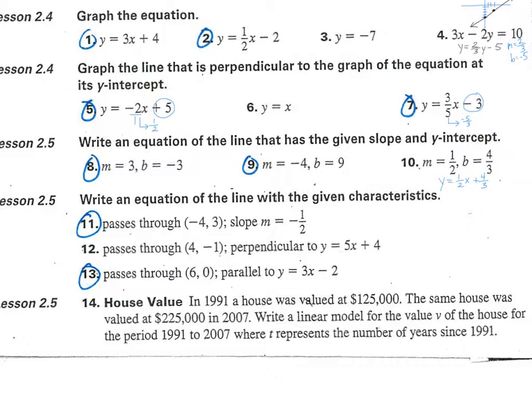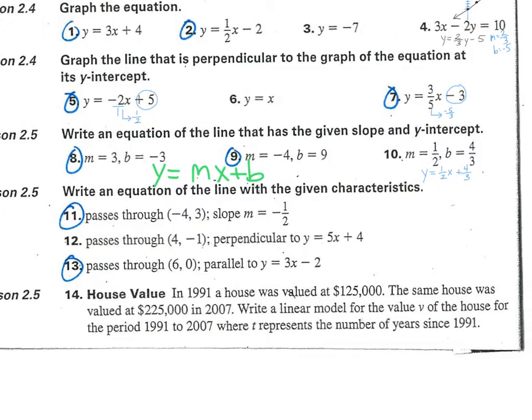8 and 9. We're going to write the equation of a line in slope-intercept form. Y equals mx plus b. Okay? They give you the m, they give you the b. So remember, y equals mx plus b. And you can see my example here. M was 1/2, b was 4/3. Y equals 1/2 x plus 4/3. That's all you got to do. Pretty simple.